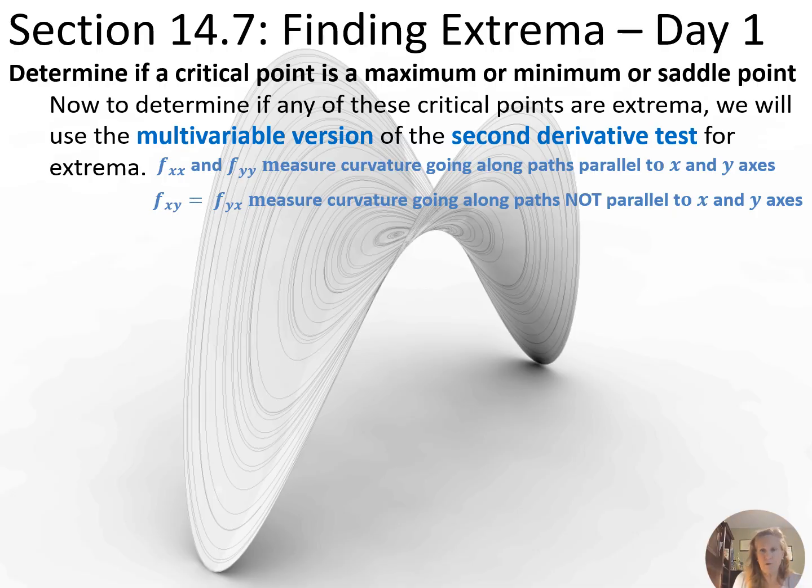If you find a mixed partial, and we're dealing with continuous functions, that would mean the partials are continuous. So fxy is going to equal fyx, by who? What was that guy's name? Yeah, Clairaut. That measures and talks about curvature as you move along a diagonal path, or paths that are not parallel to the x-axis and the y-axis.